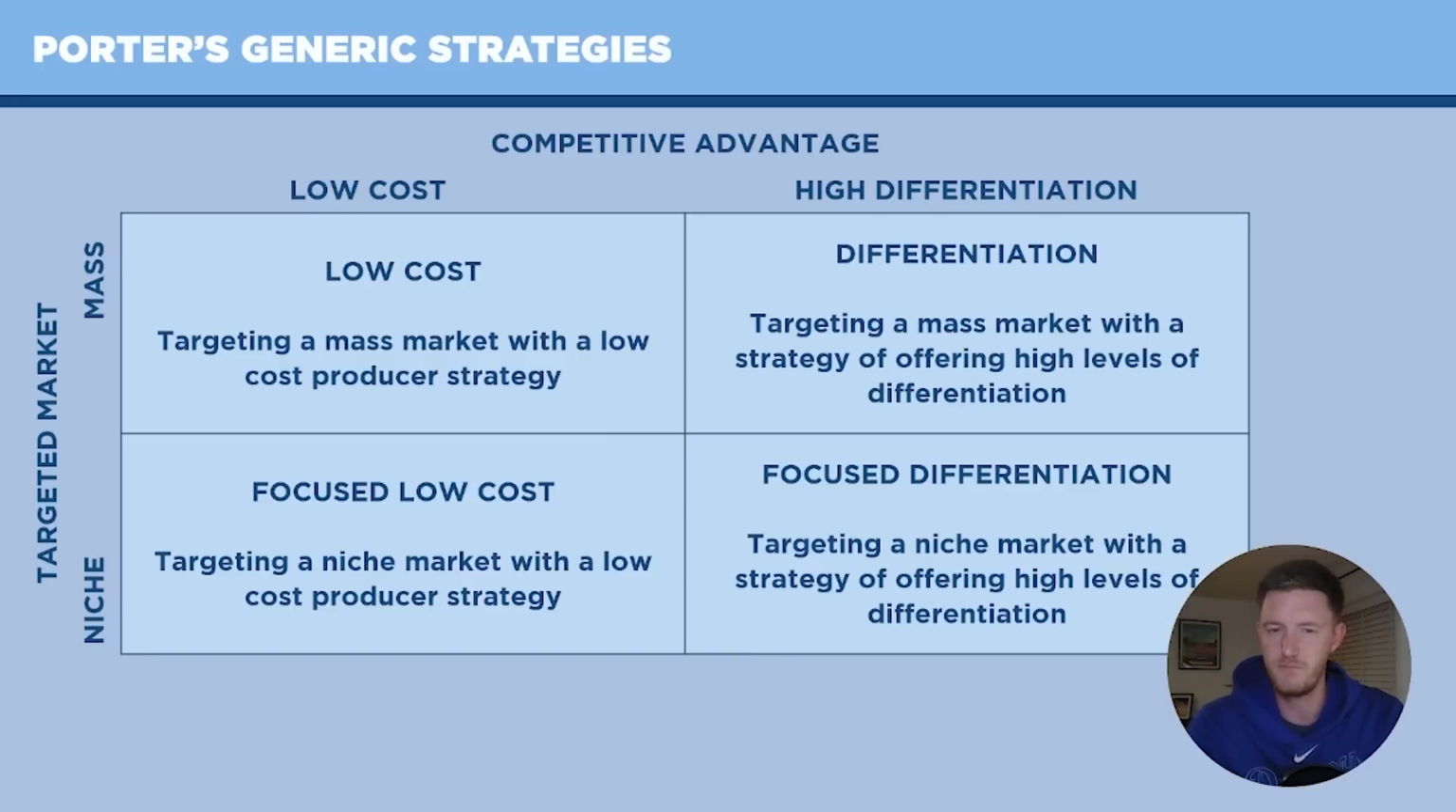We don't see as much focused low cost because, as you can imagine, when you're doing a niche market product, it's quite difficult to, with lower quantities of sales, get economies of scale and therefore reduce your unit cost. So we don't see as much focused low cost. We see definitely a lot more mass low cost and maybe quite a bit more focused differentiation.